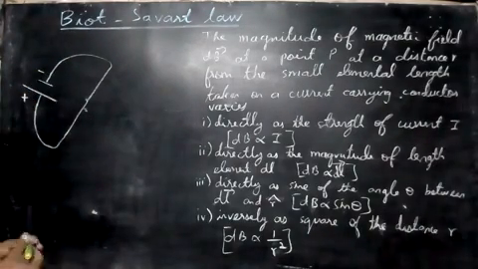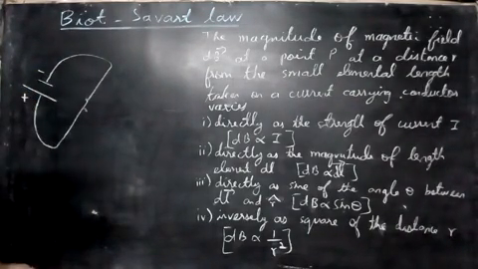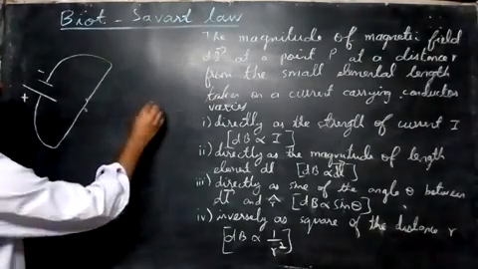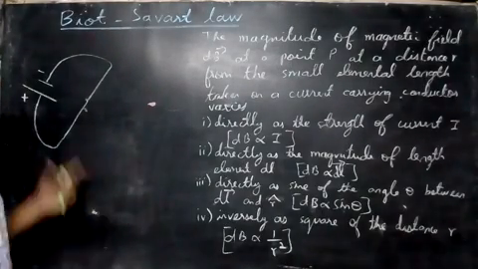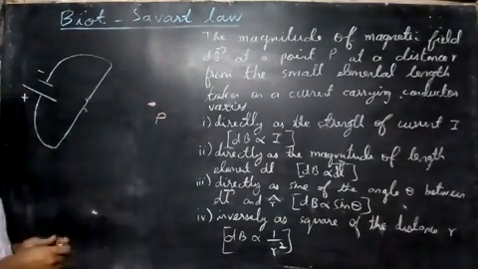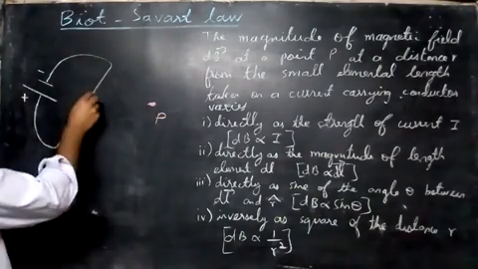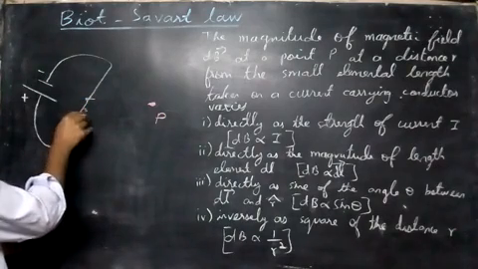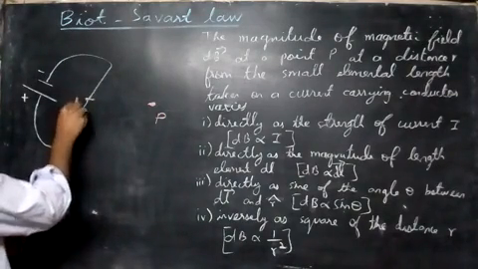Now we take a point there. Let this point be here. This point is P. What will be the magnetic field at this point P? We must find it. For that we take a small element here. This element will be dl.